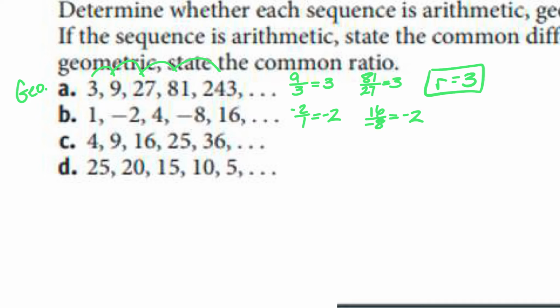If any of these do not have a consistent ratio, then it is not geometric. But this one, in fact, is geometric. I don't see any contradictions because 4 divided by 2 is also 2. 8 divided by 4 is 2. So we do have a geometric sequence, and the common ratio in this case is negative 2.